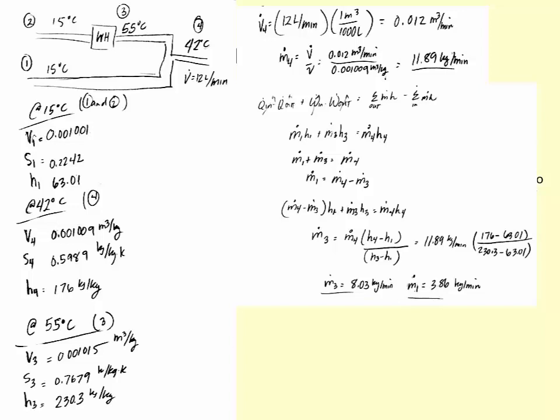So solving for m dot 1 in terms of m dot 3 and m dot 4, m dot 1 is equal to m dot 4 minus m dot 3. If we sub that back into the original equation, then we can solve for m dot 3. So m dot 3 is equal to m dot 4 times h4 minus h1 over h3 minus h1. If we plug in all the numbers and solve for that, then we find m dot 3 is equal to 8.03 kilograms per minute. Then we can plug m dot 3 and m dot 4 in, solve for m dot 1, and we find that m dot 1 is equal to 3.86 kilograms per minute.